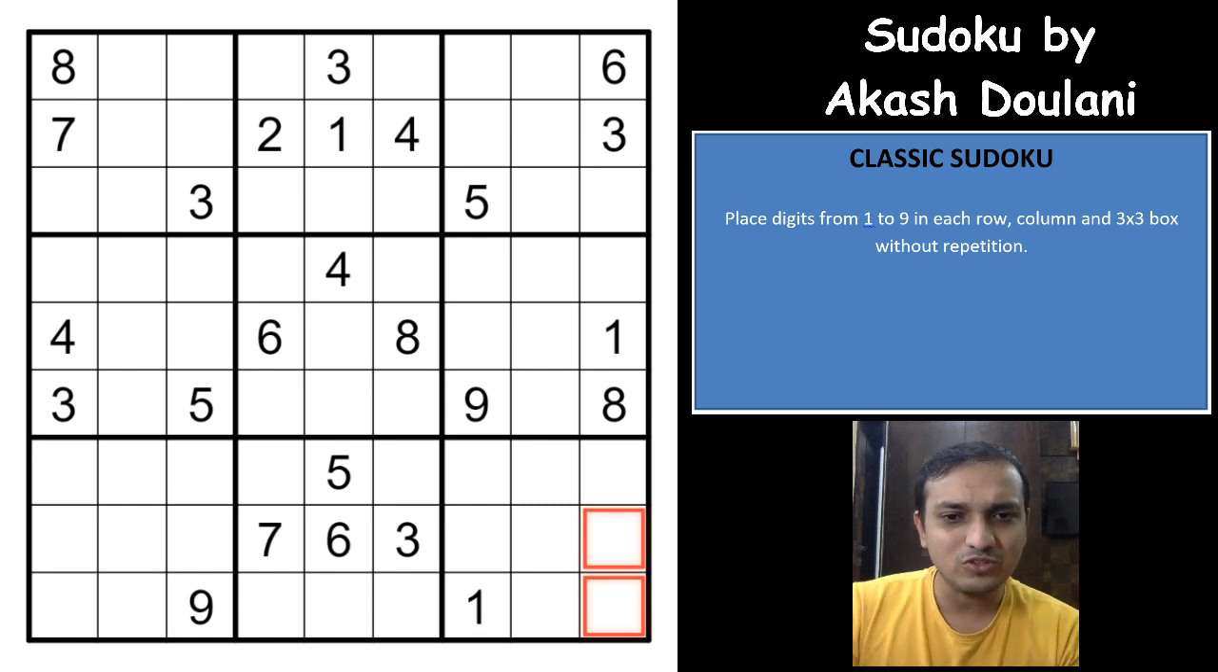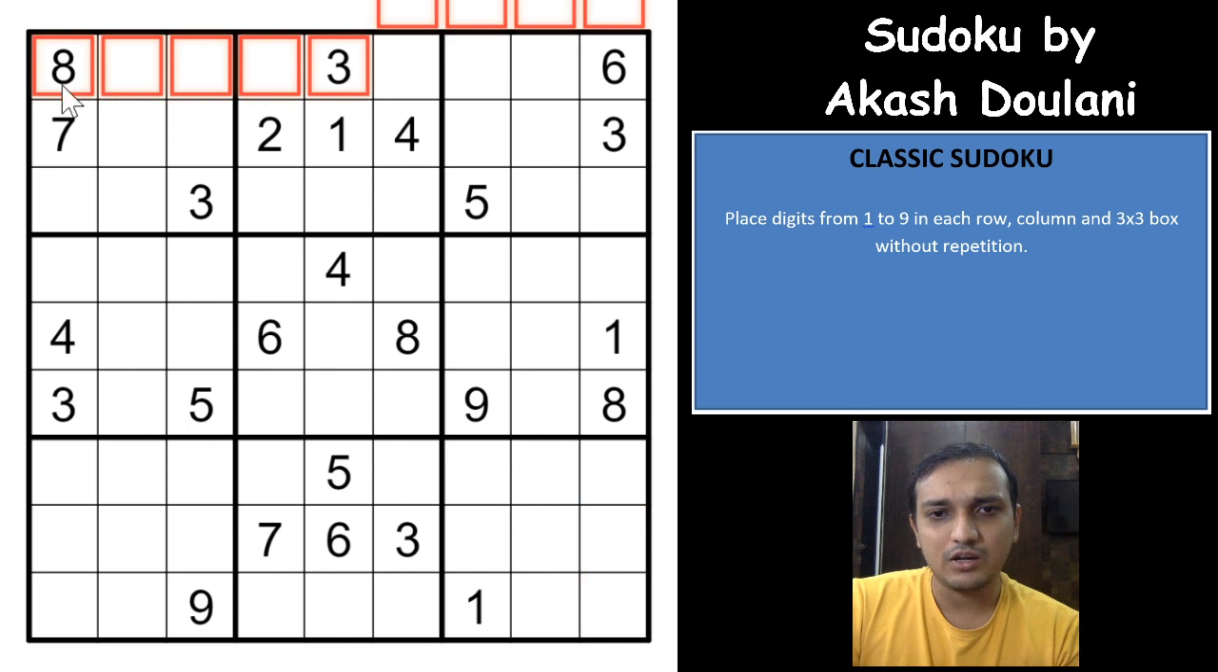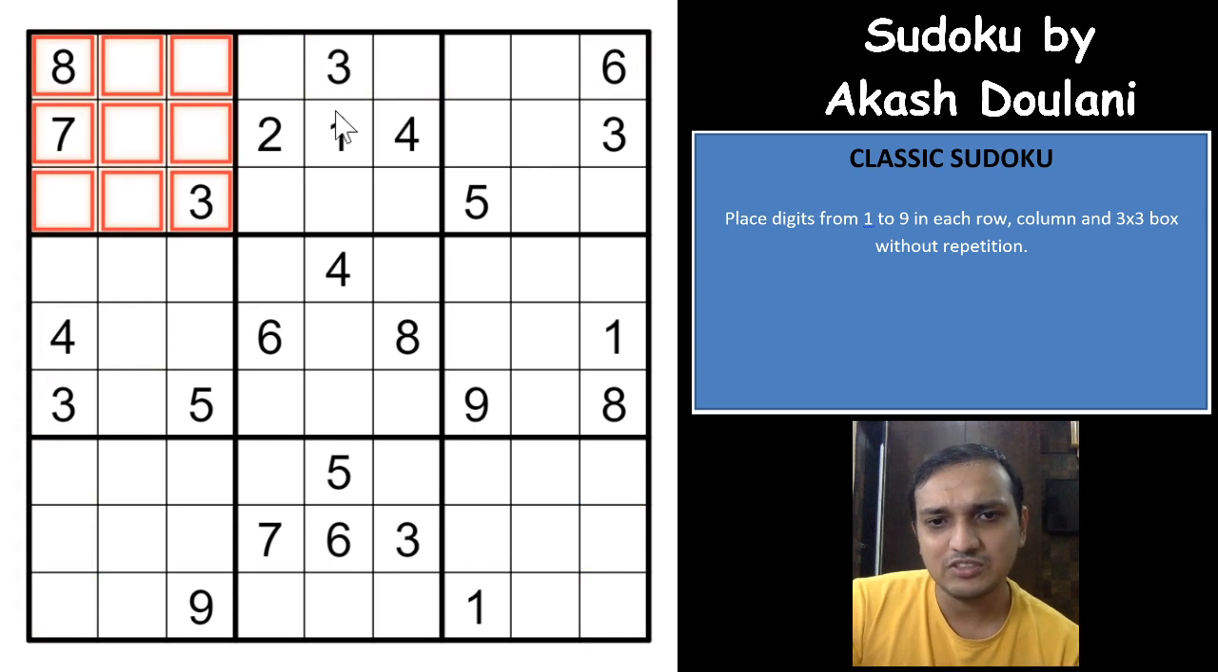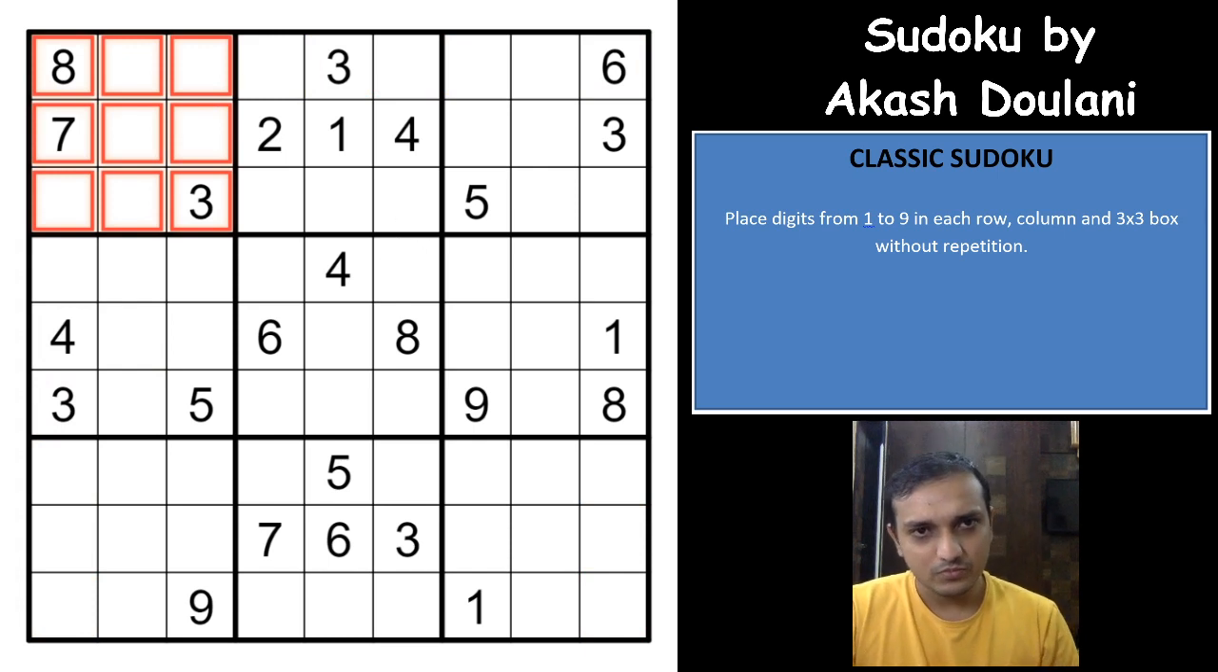And now coming on to this Sudoku, we know that classic Sudoku rules apply. You have to place digits from 1 to 9 in each row, each column, and 3 by 3 box without repetition. And with that, we will start solving this Sudoku.